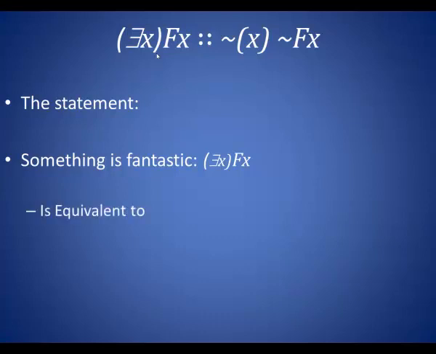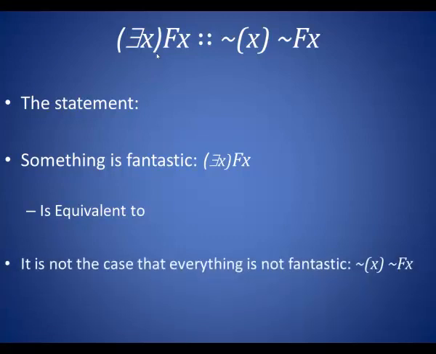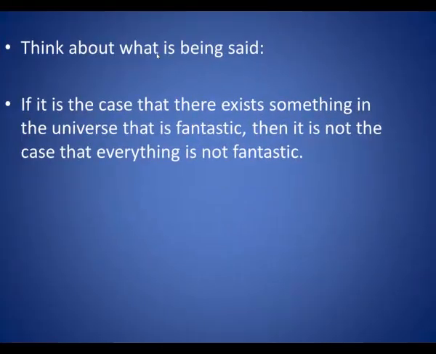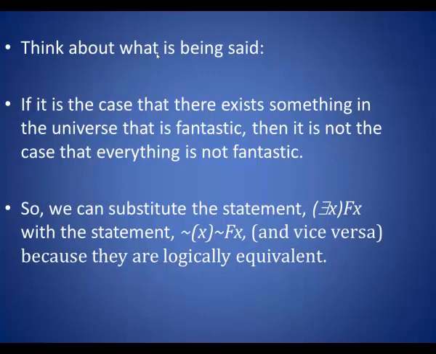And this is equivalent to what's being said on the right. On the right, what's being said is it is not the case that everything is not fantastic. So what's that telling me? There's at least something that is fantastic, because what's not the case is that everything is not fantastic. Think about what's being said. If it is the case that there exists something in the universe that is fantastic, so we know there's at least one doggone thing in this universe and it's fantastic, then of course it is not the case that everything is not fantastic, because we know there's at least one thing that is fantastic.